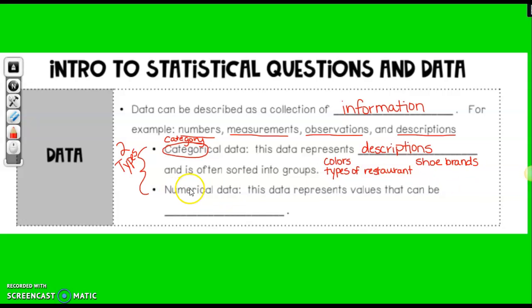And then your second type of data is numerical data. If you look right here, it also contains the word that it's talking about, which is, it doesn't really actually say it, but numerical is like numbers. Okay, so this is data that represents values that can be measured. Okay, so this is always numbers. So again, categorical data is categories, which are like descriptions. Numerical data is like numbers. These are things that can actually be broken down into numbers.